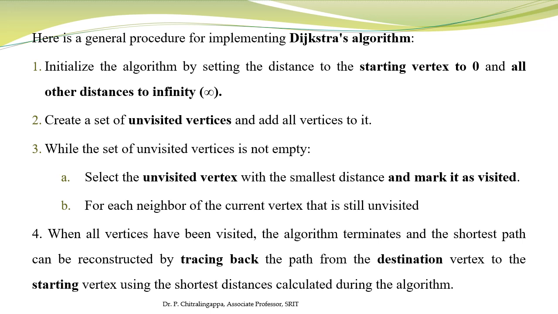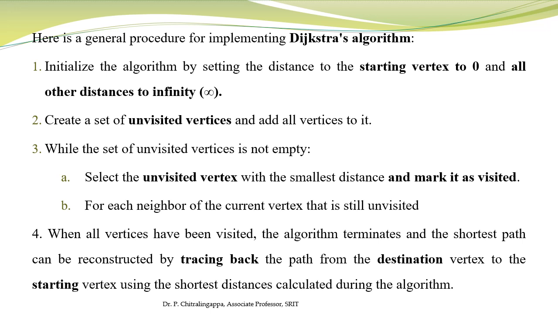First, initially, all the distances are infinity. The starting vertex we call zero distance, and we create a set of unvisited vertices and add all the vertices to it. While the set of unvisited vertices is not empty, select the unvisited vertex with the smallest distance and mark it as visited, then for each neighbor of the current vertex that is still unvisited.